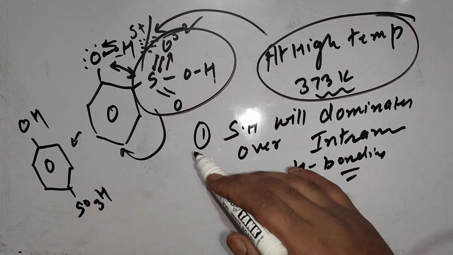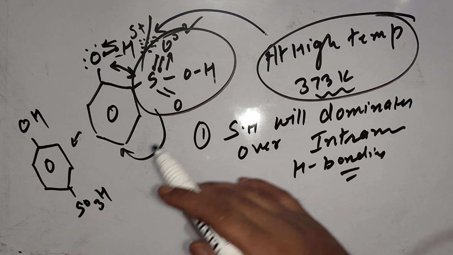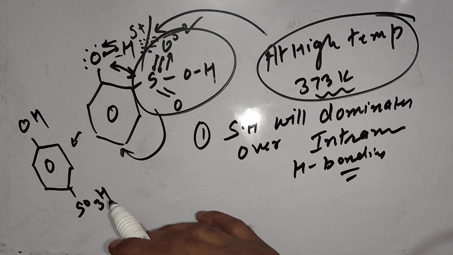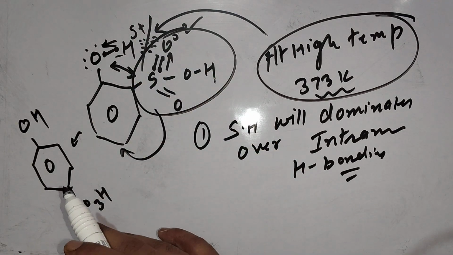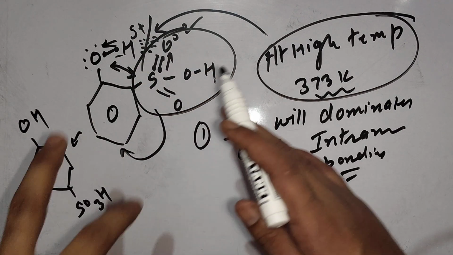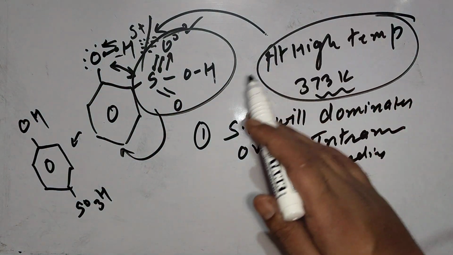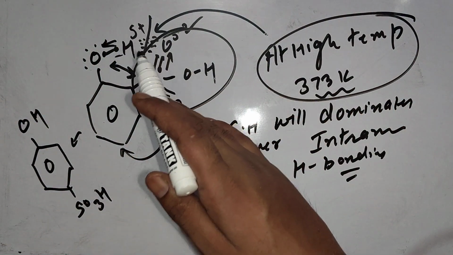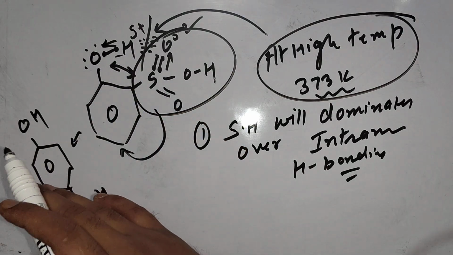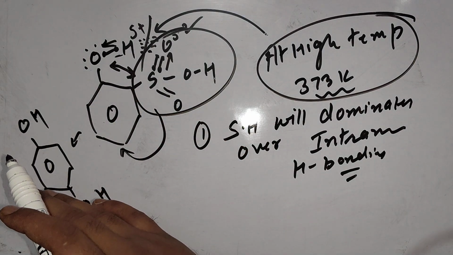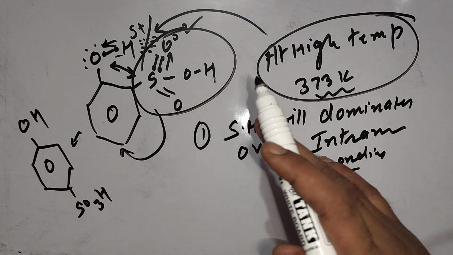Two factors are operating here. First, intramolecular force of attraction, intramolecular hydrogen bonding. Second, steric hindrance. At a low temperature, intramolecular force of attraction is dominating over steric hindrance. That's why ortho-substituted products are major. And at high temperature, steric hindrance will dominate over intramolecular force of attraction. That's why para-substituted products will be major. This is the reason.